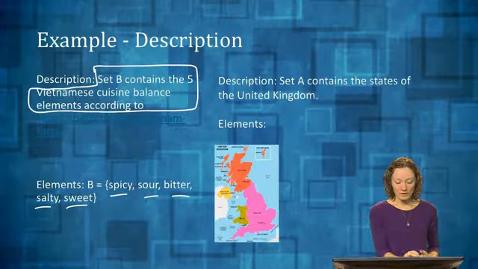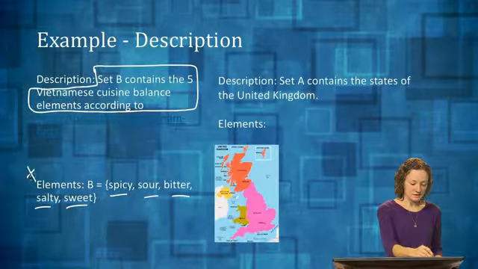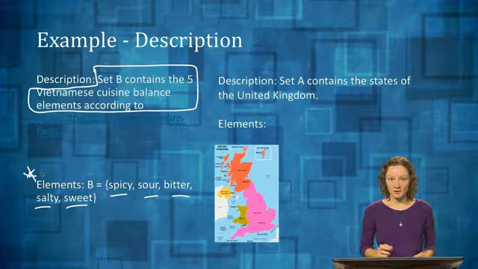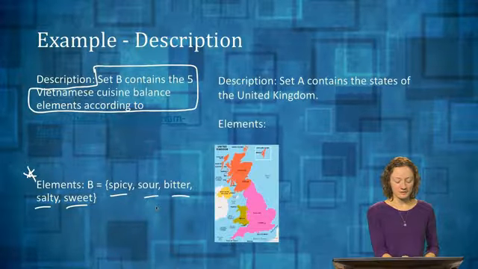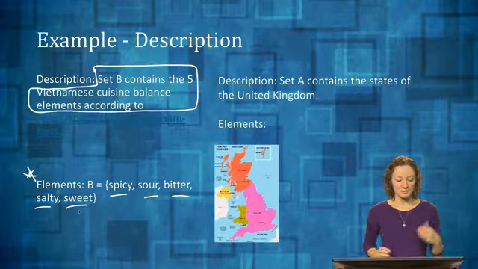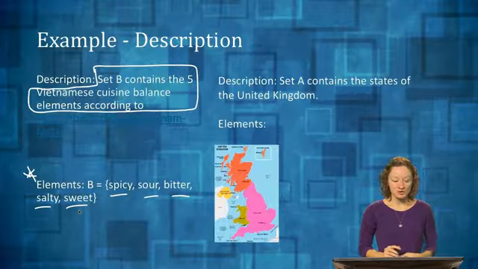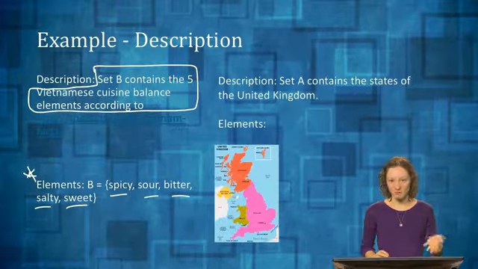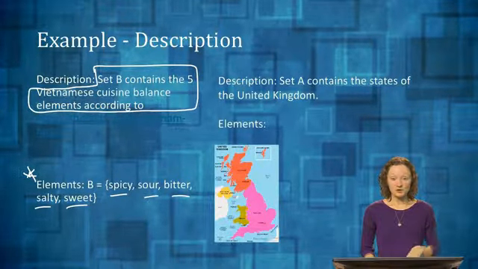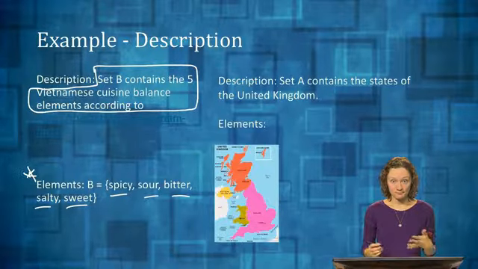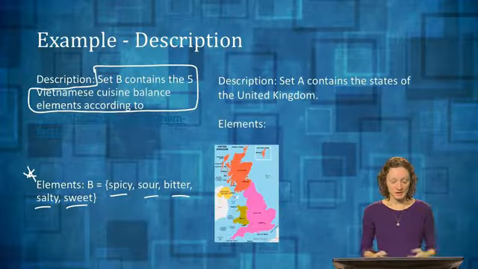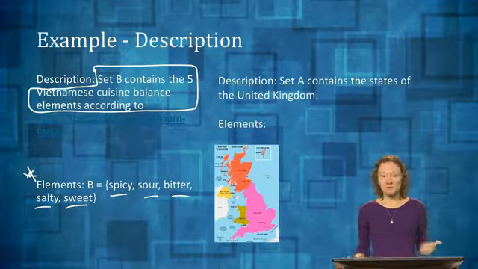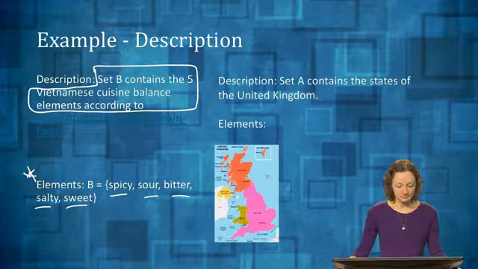So the second way that we have it presented here, this is actually roster form, one of the other ways that we'll write it. So you could be presented with set B in roster form, spicy, sour, bitter, salty, sweet, and then be asked to make the conversion to description. Set B contains blah, blah, blah, as you see there. Your description can vary from person to person. Obviously, just with anything, people can describe things different ways. So there's no one simple way to describe a set.